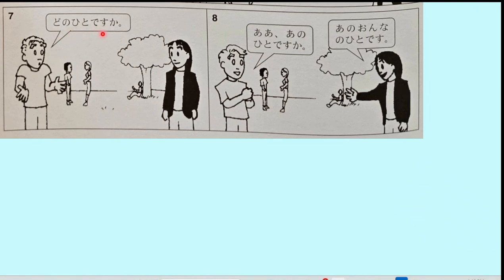So now dono has also come. So doko, dore, dono. All the three question words have come in this conversation. So dono hito desu ka? Hito means person. Dono hito means which person.